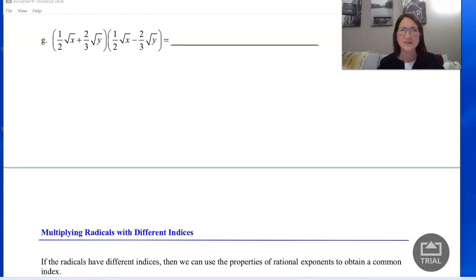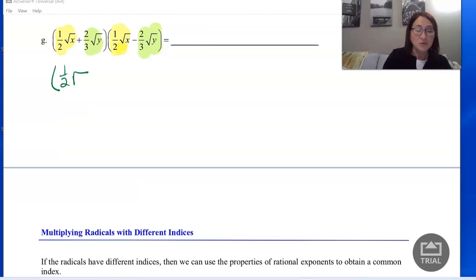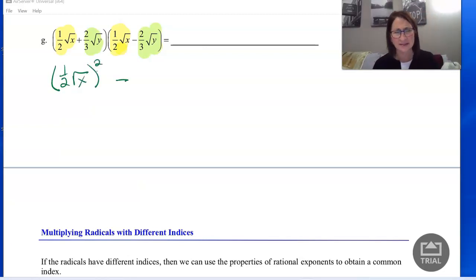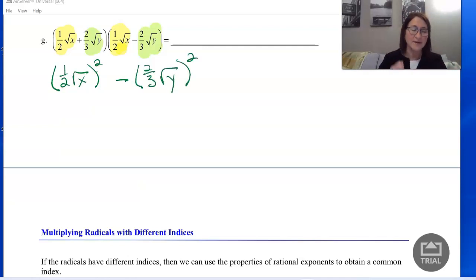This freaks people out because they see all of these fractions, but that's not what I see. I see that the first term in each binomial is the same, and I also see that the second term is the same. So I know that these are conjugates. So I just take 1/2 square root of x squared minus. It's always minus because we're going to a difference of 2 squares, not the sum. Okay, and then it's going to be 2/3 square root of y squared.